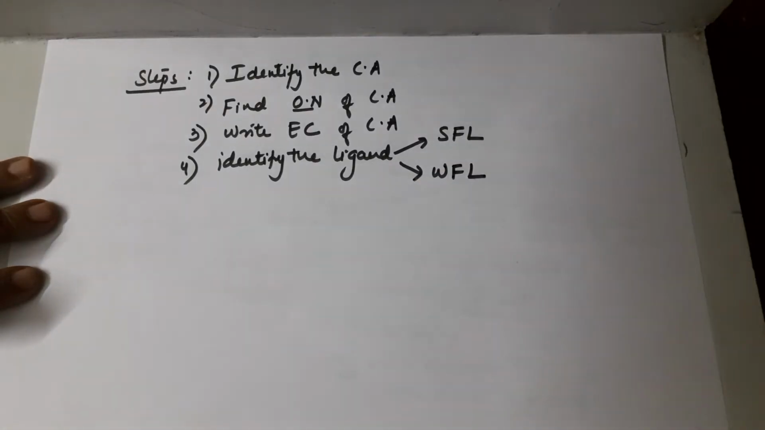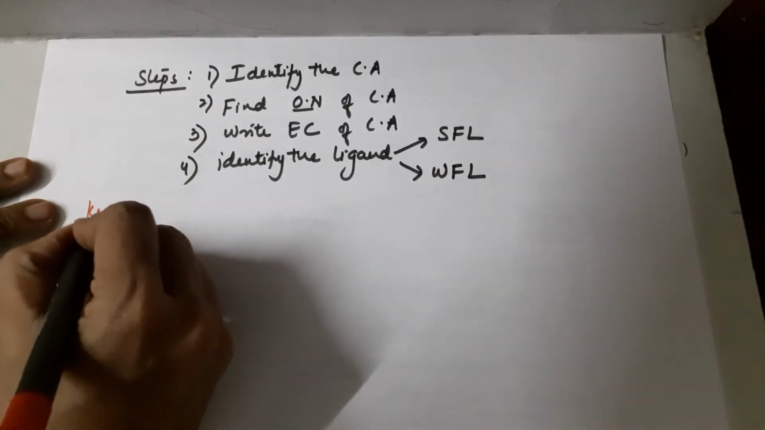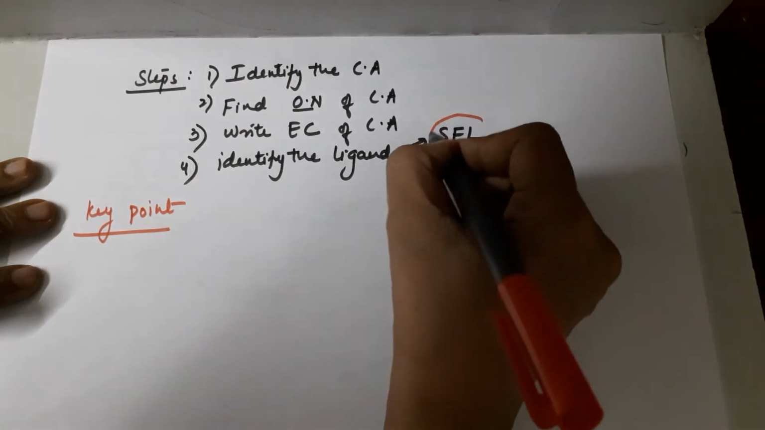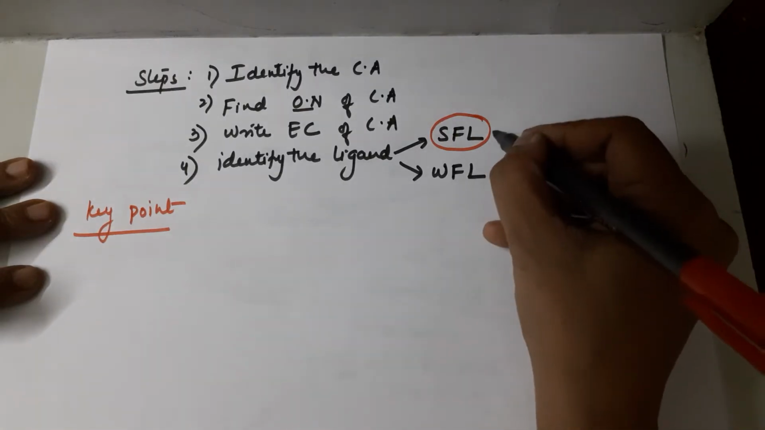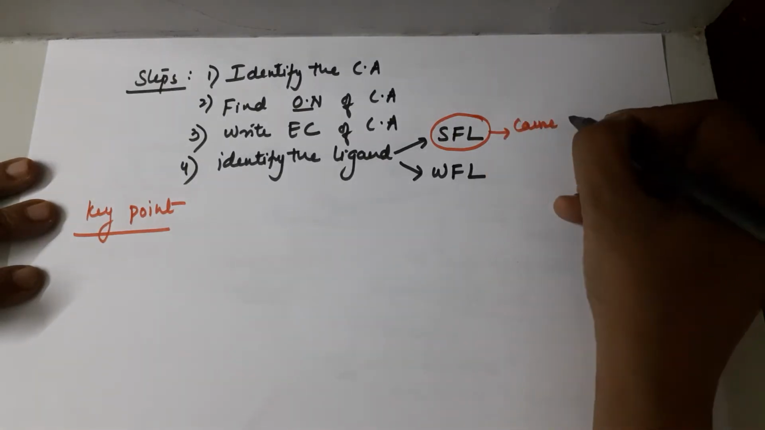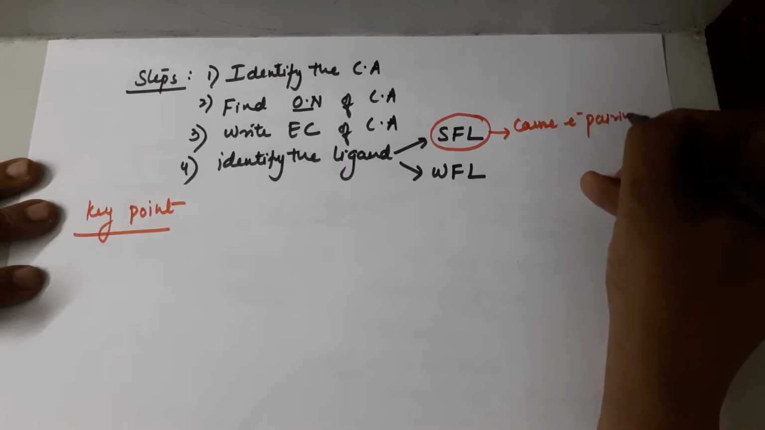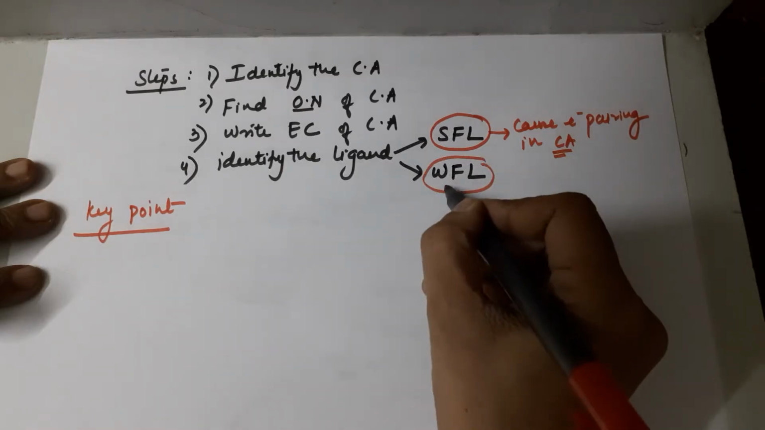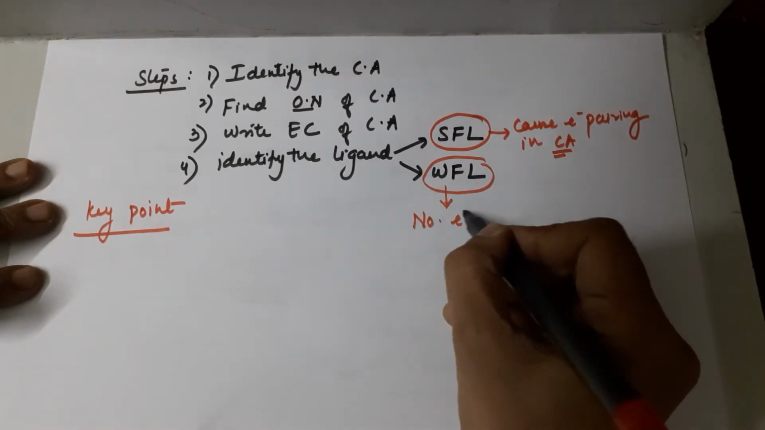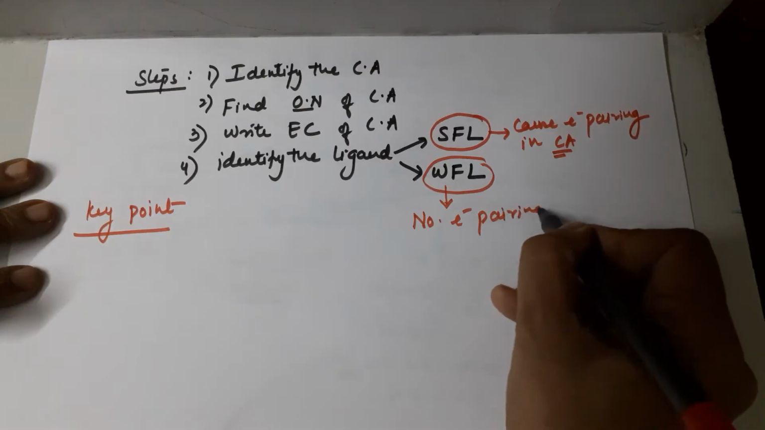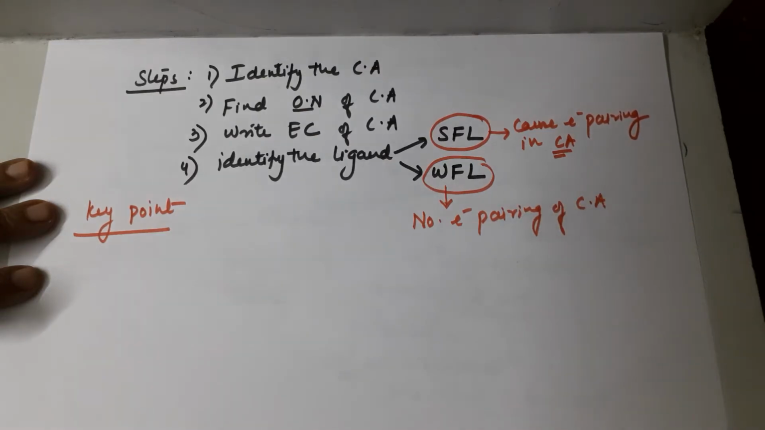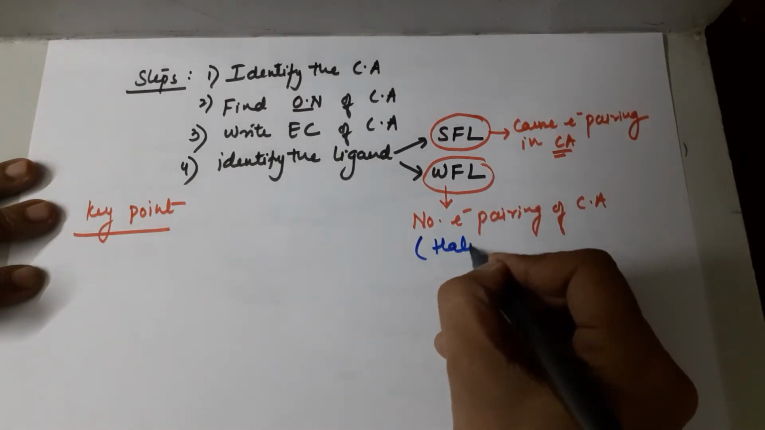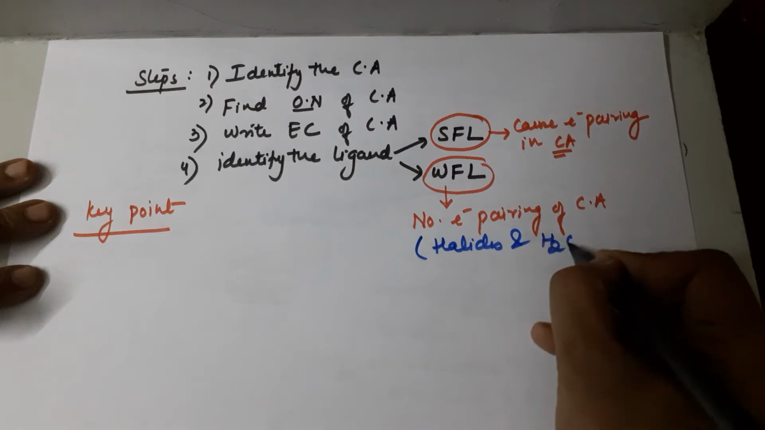Now, this is new to us. You need to understand this is the key point in this theory. A strong field ligand will cause electron pairing in the central atom, while a weak field ligand will cause no electron pairing of the central atom. Now, how do you know? I'll give you a small hint. Weak field ligands are halides and water.